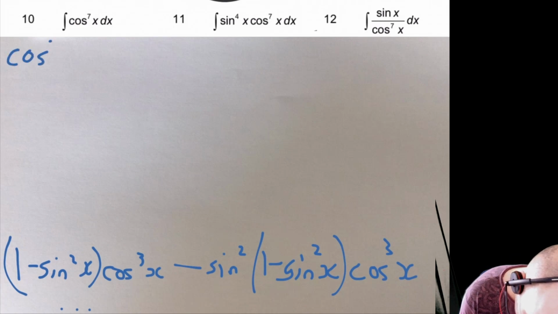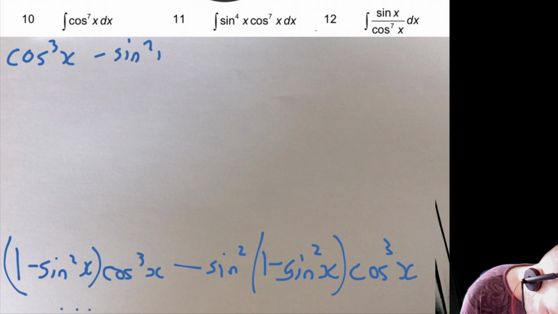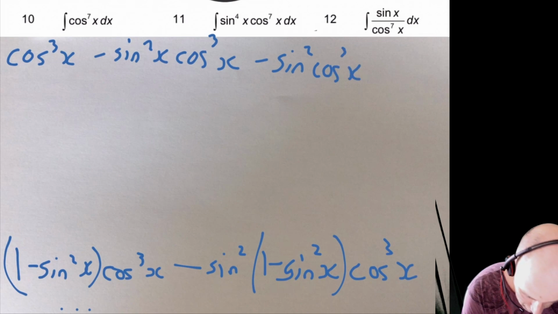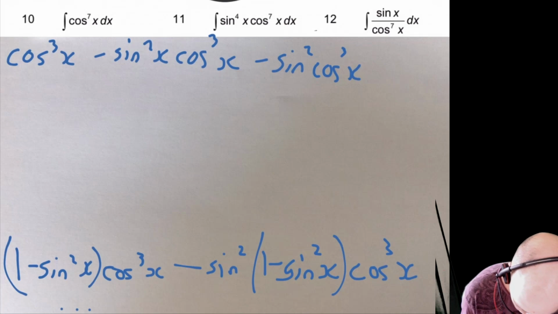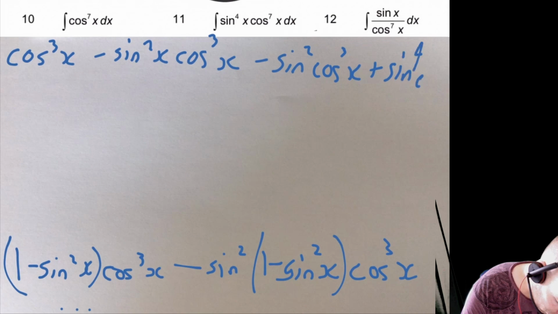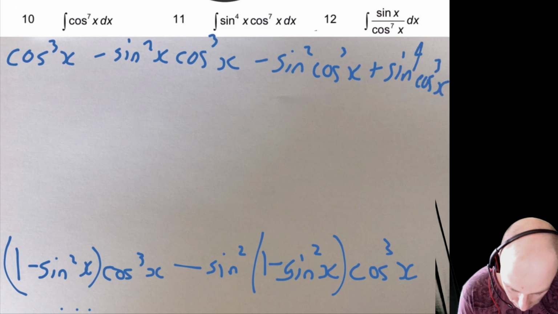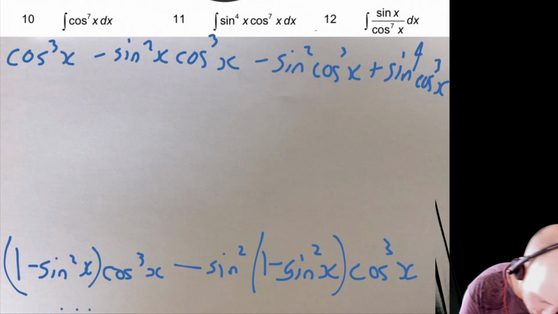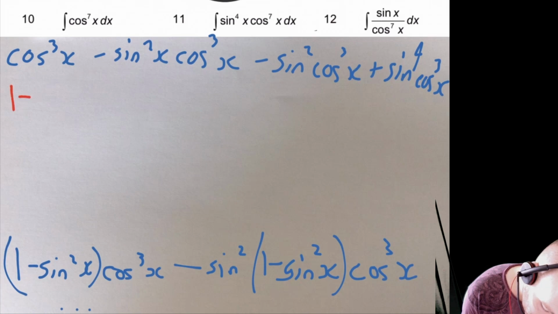So we're going to get cos cubed minus sine squared cos cubed minus sine squared cos cubed plus sine to the 4 cos cubed. Okay. So we're going to change all the cos squareds into 1 minus sine squared times cos.